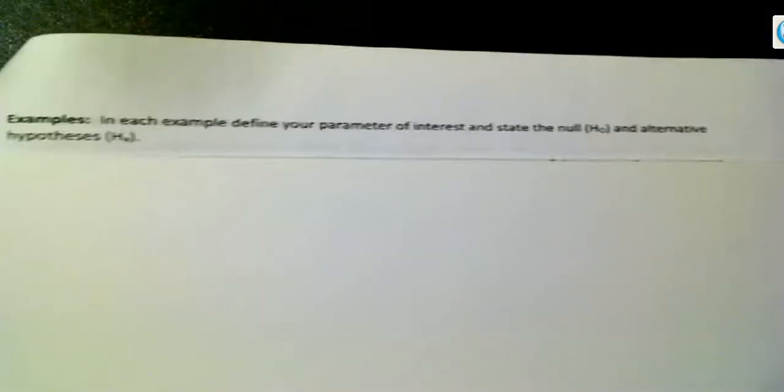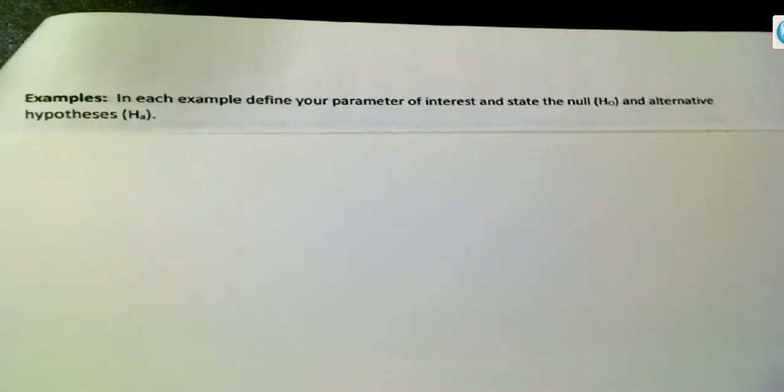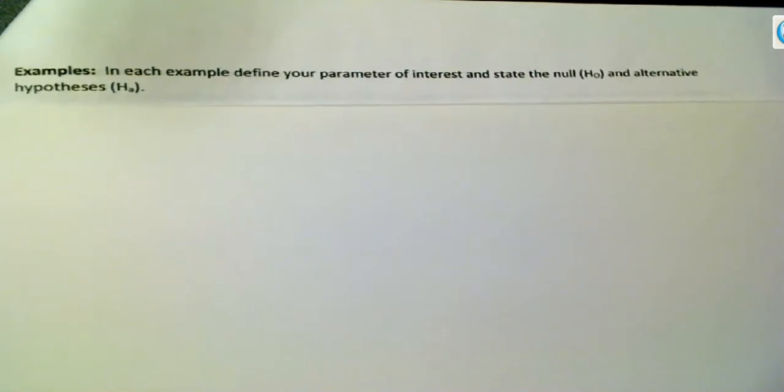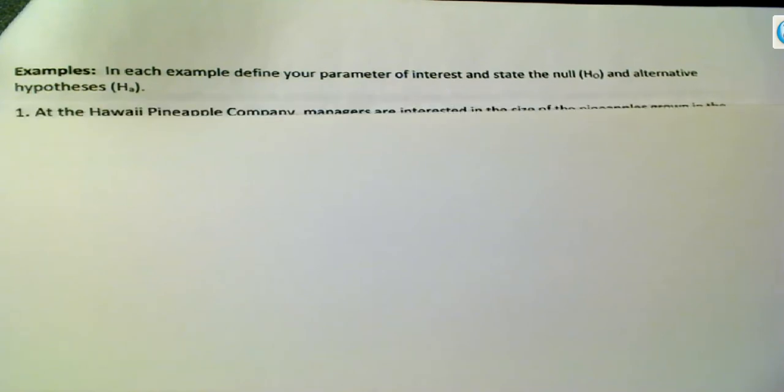Okay, so anytime you have a significance test, you are going to start off by stating the null and the alternative hypothesis, sometimes called the Ho and the Ha. In each example, define your parameter of interest and state the null, which is H sub O, and the alternative, H sub A.